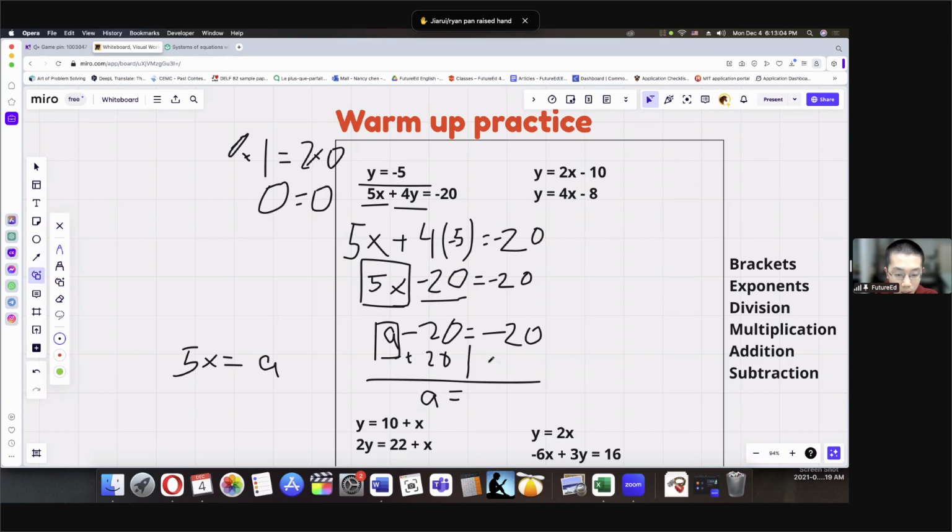Plus 20. The negative. Exactly. 20 plus 20 equals 0. Exactly. So we see here that a is equal to 0. All right, so now we know a is equal to 0. What can we do about this 5x equals a? How do we find x?